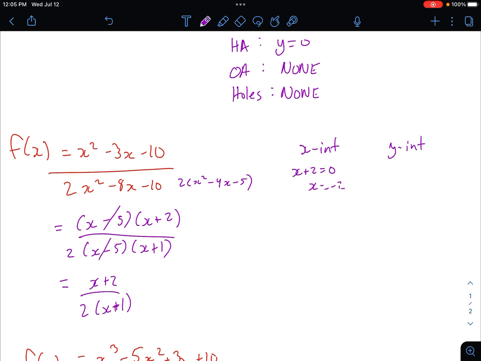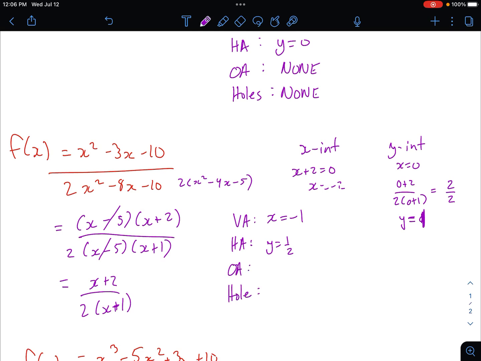And for my y-intercept, I'm going to set x equal to 0 in this. So we have 0 plus 2, all divided by 2 times 0 plus 1, which is going to be 2 over 2, which means that my y-intercept is 1. When I'm dealing with my horizontal asymptote, I divide my leading coefficients, which is 1 and 2, so that's going to be 1 over 2, and my vertical asymptote is just going to be at x equal to -1.